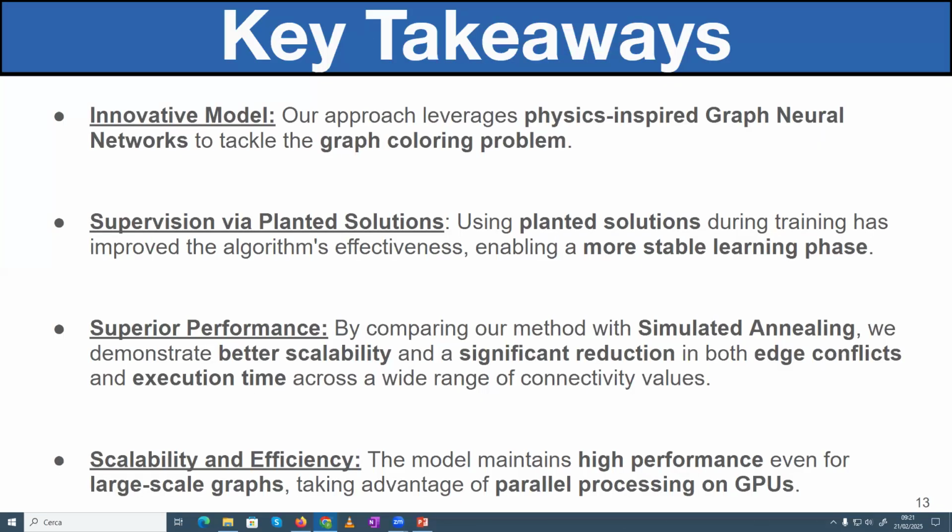used. So the key takeaways of my talk are: we proposed an innovative model that leverages physics-inspired graph neural networks to tackle the graph coloring problem. Generating the solution using the white planting algorithm and using them during the training phase has improved the algorithm's effectiveness, enabling a more stable learning phase. We show that, comparing our method with simulated annealing, our method has a significant reduction in both edge conflict and execution time across a wide range of connectivity values. And lastly, the model maintains high performance even for large-scale graphs, taking advantage of parallel processing on GPUs.